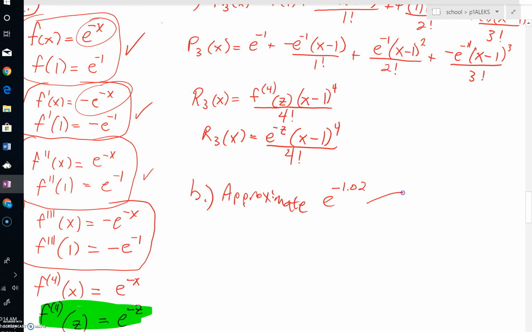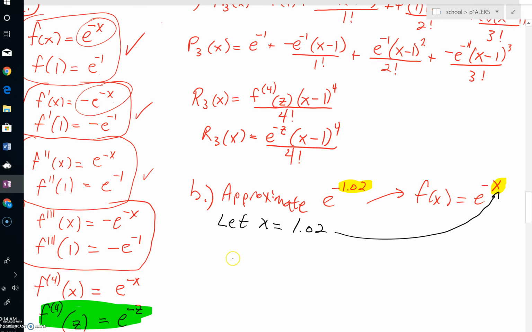I guess what you need to remember is f of x is equal to e to the negative x. So be aware of this. This can get really tricky. What we're going to do, guys, I hope it's pretty obvious, is we're going to let x equal positive 1.02. Think about that. If you let x equal positive 1.02, that's how you get e to the negative 1.02.